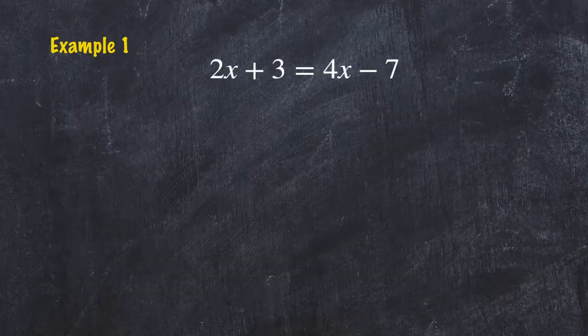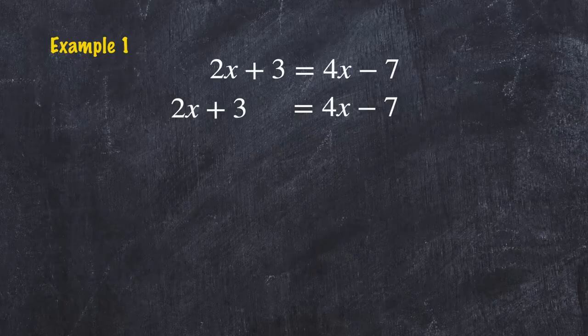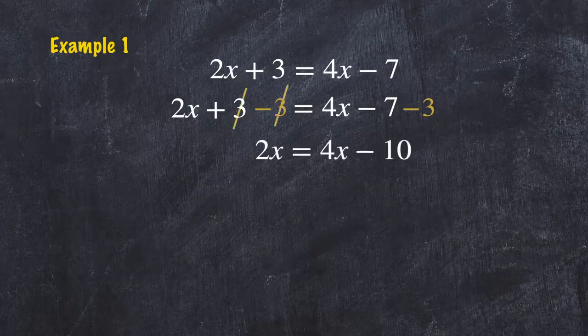All right, example: 2x plus 3 is equal to 4x minus 7. I want us to begin with the number 3. So the zero pair of 3 is negative 3. I'm going to have 2x plus 3 minus 3 is equal to 4x minus 7 minus 3. I'll cross out the 3 because 3 minus 3 will give me 0. That leaves me with 2x is equal to 4x minus 10.